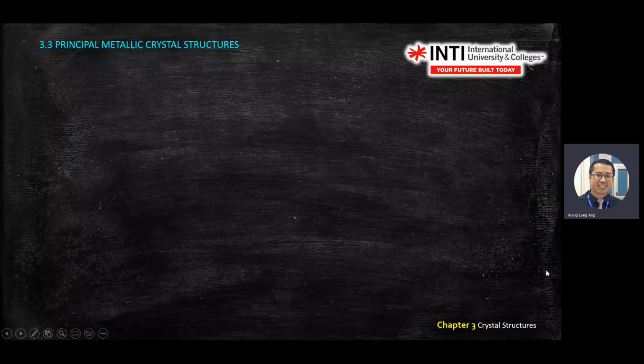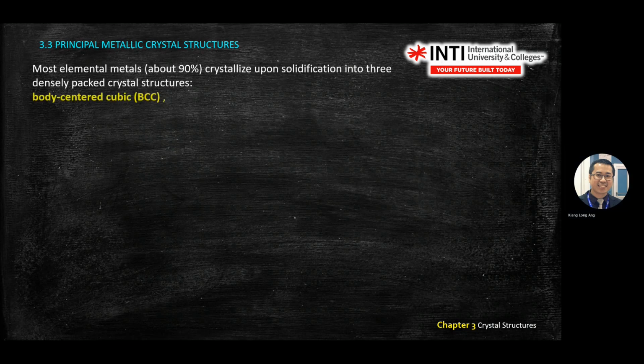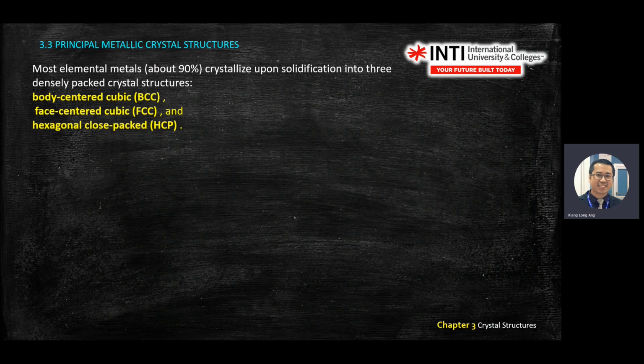Okay, recap where we stopped previously. Previously, we looked at the crystal structures. We have three main types of crystal structure, right? You still remember? One is BCC, FCC, and HCP. Of course, when it comes to the test, you need to write the full name for the three crystal structures. We have body-centered, face-centered, and hexagonal close-packed.